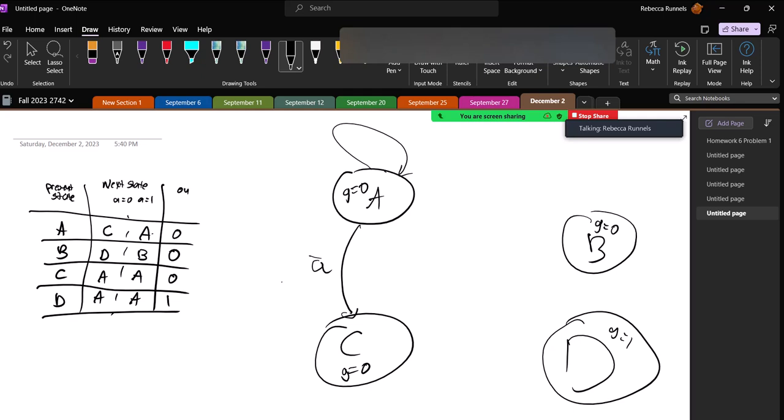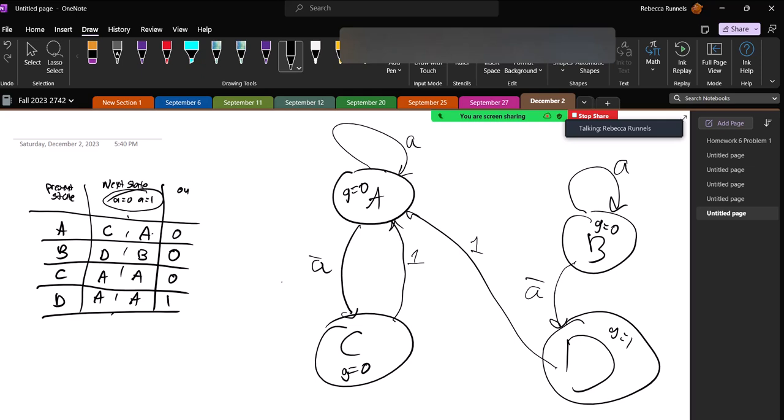If A equals 1, then it goes back to A. For B, if A equals 0, it goes to D, so that'd be A bar. And if A equals 1, it goes back to B. And for C, no matter what, it goes to A, so I can just write 1 right there. For D, no matter what, it goes to 1, so I can also write a 1 right there. And that is my analysis of the circuit, as well as doing the state diagram. What's the little label representing? That represents my input, and it's saying, for what inputs do I go there.